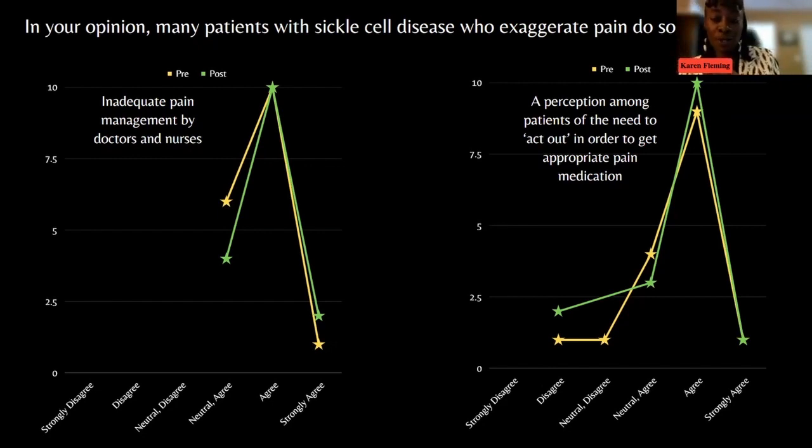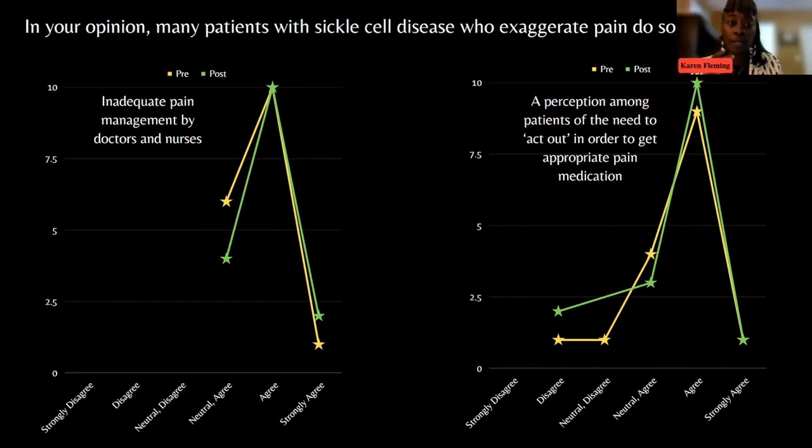So if an individual with sickle cell disease exaggerates pain, what do you think contributes to that? Healthcare provider poor pain management, it's there. A perception among patients of the need to act out in order to get appropriate pain medication. Same situation here. Everything shifted to the right to show more agreement with the perception that patients have this perception. And patients have reported feeling they need to do that in order to get the pain management they need, because people don't believe them when they just say, I'm in pain, right?